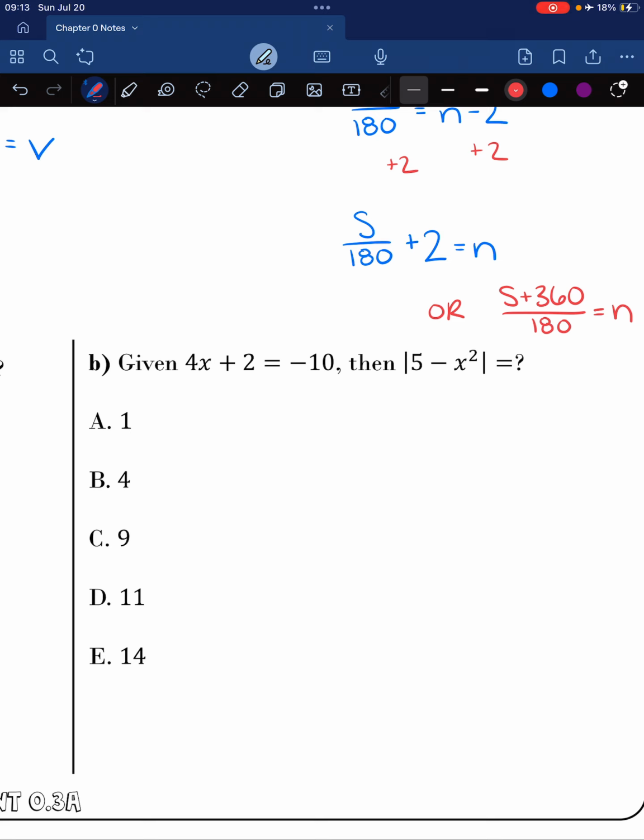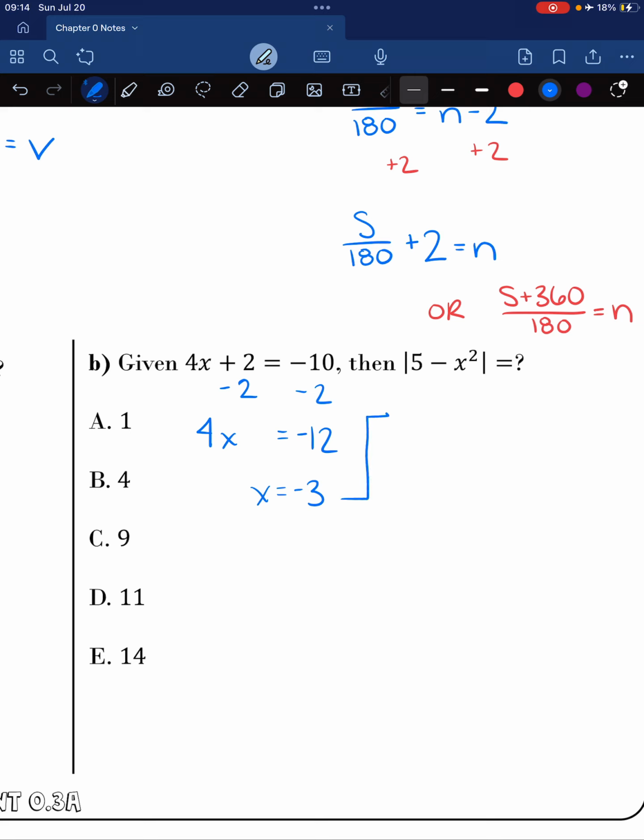Okay, we're given an equation. What does 5 minus x squared absolute value equal? And that just means I need to solve for x first, so well, I guess I'll just use blue. I don't really like to switch colors. Okay, I got x equals -3.